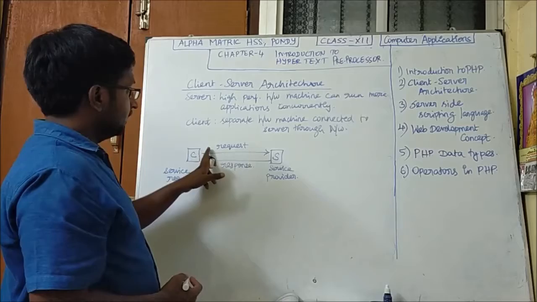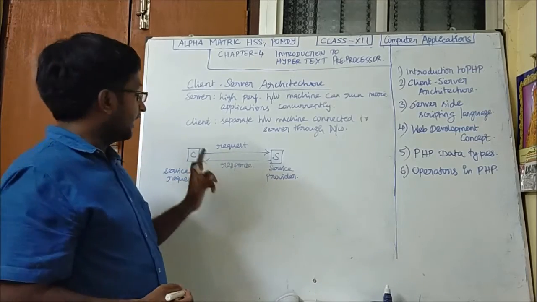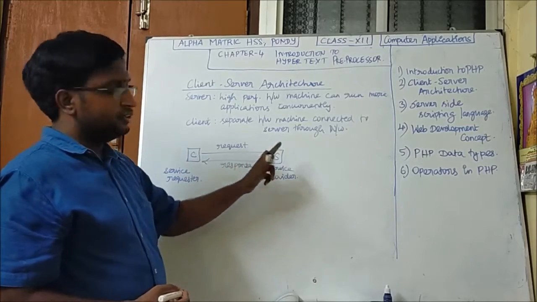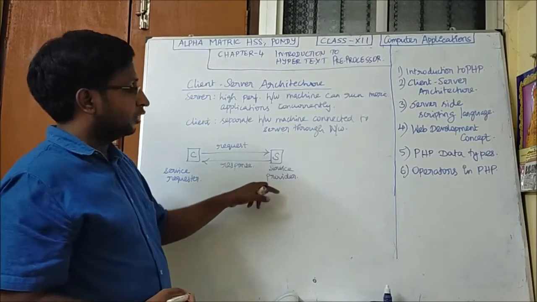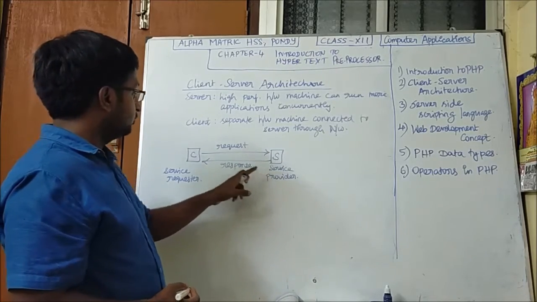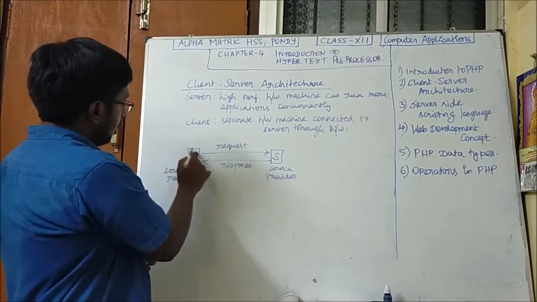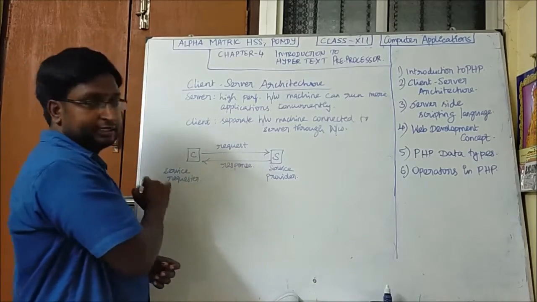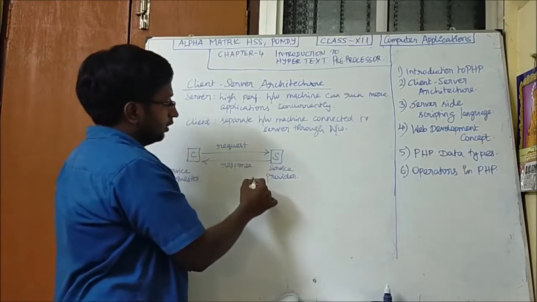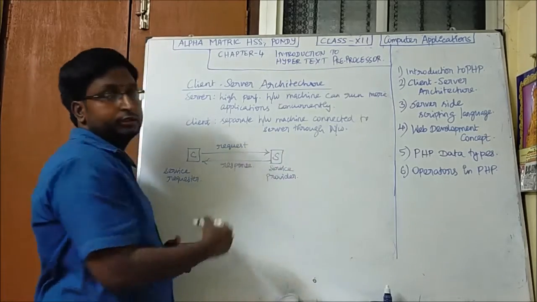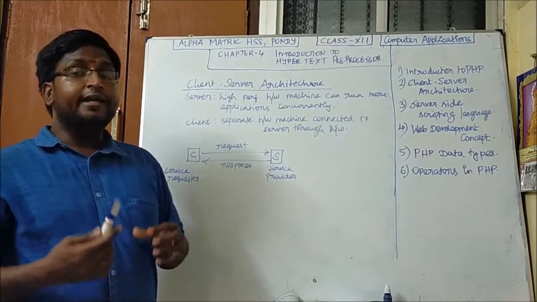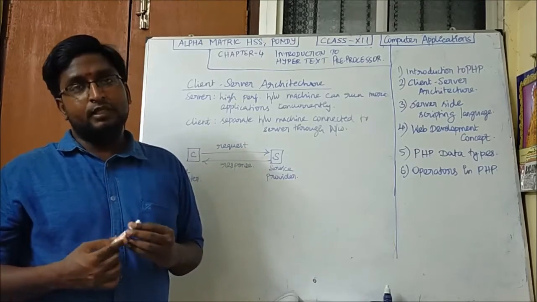The client requests from the server. The client always sends a request to the server. The request will be processed by the server and the response will be sent back to the client. So the client is called the service requester and the server is called the service provider. This is the introduction to the client server architecture.